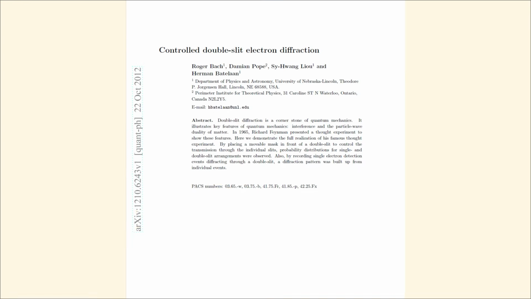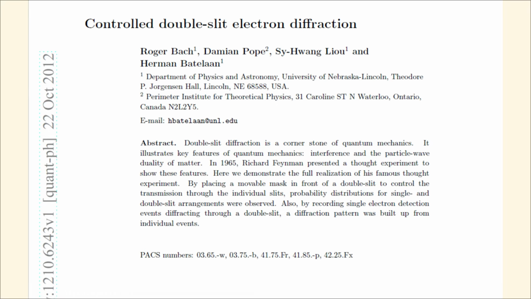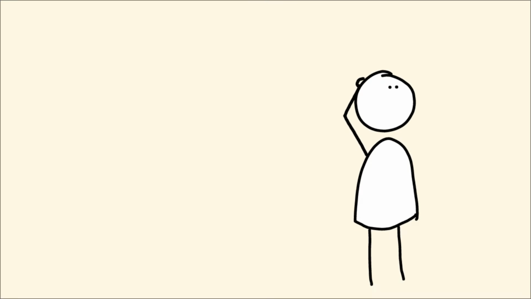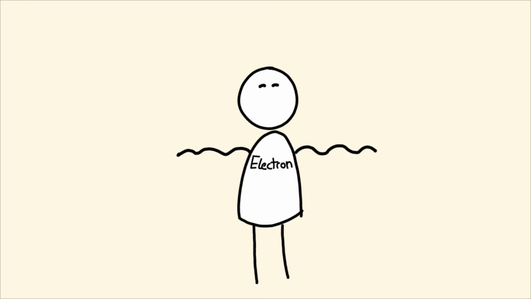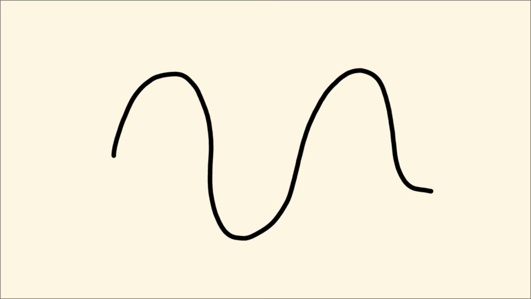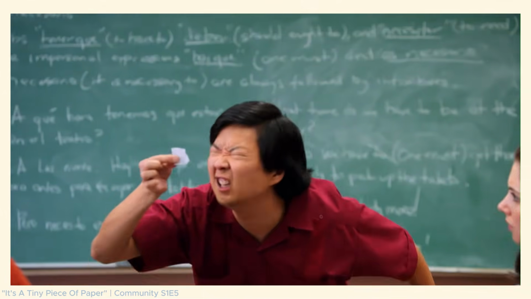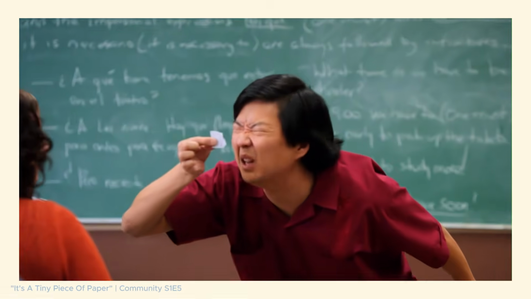In this paper, these people did the experiment Feynman presented as a thought experiment. Spoiler alert, I will come back to that. For now, let's just say doing this experiment with electrons is extremely difficult. Why? Well, because an electron, or rather a wave function describing electrons, has a tiny wavelength. So to see any wave behavior, everything must be tiny as well.